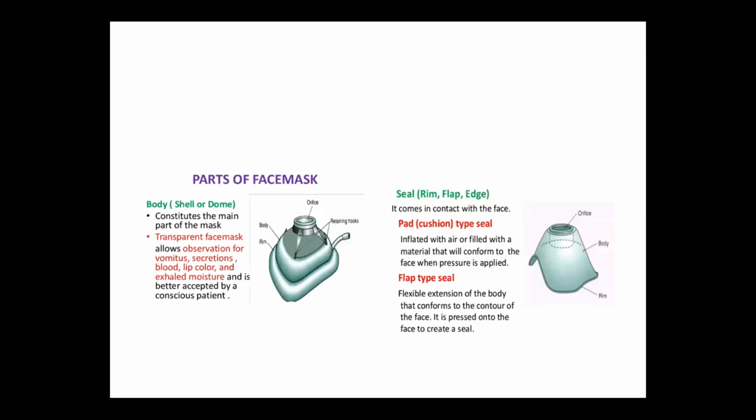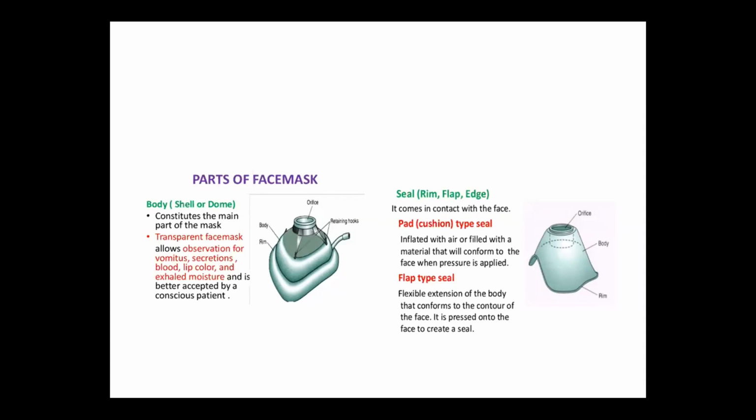The first part is the body. The body is the main part of the mask. It could be transparent, opaque, black, or silicone, like transparent. The main part which you see when you take it in your hand is the body. Now another question will be, why are the face masks transparent? That's another question.